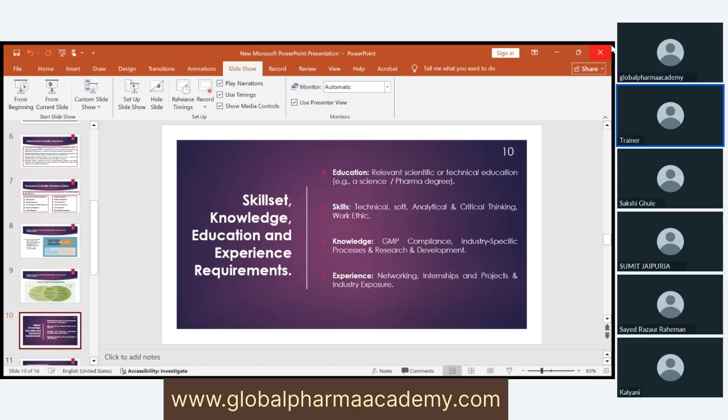So these are the main four areas to get associated with any industry, the pharmaceutical industry. First is education. Skill sets are very important. In skill sets, ethical working is very important. I mean, there should be a proper, disciplined way of working, so that is also very important.